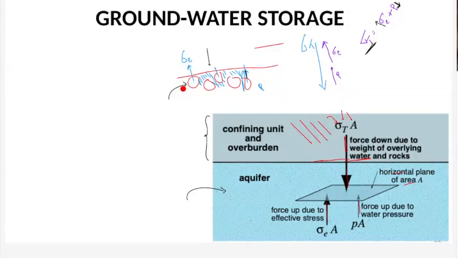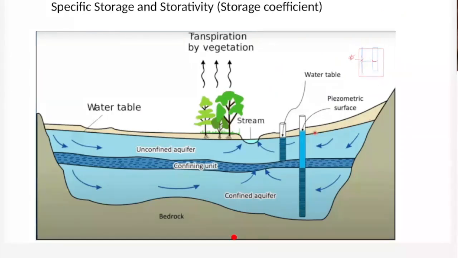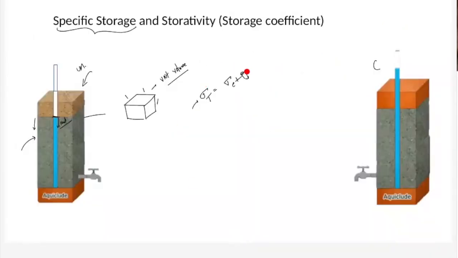Now coming back to the confined and unconfined thing, tell me, if I decrease the water pressure, by decreasing this head, meaning the pressure is decreasing, right? So if I am decreasing the water pressure, the aquifer will be under more pressure. The effective stress will increase, right? So if the water pressure is decreasing, the particles of the aquifer will be under more pressure now.